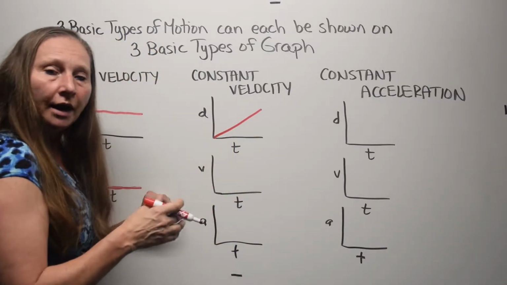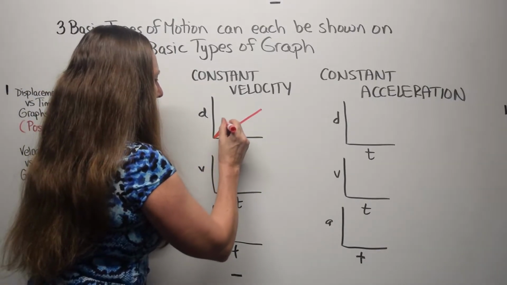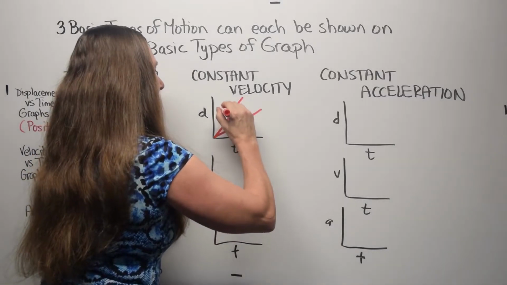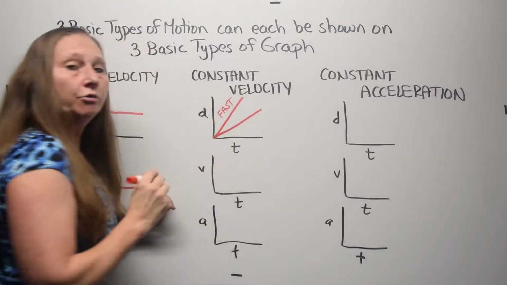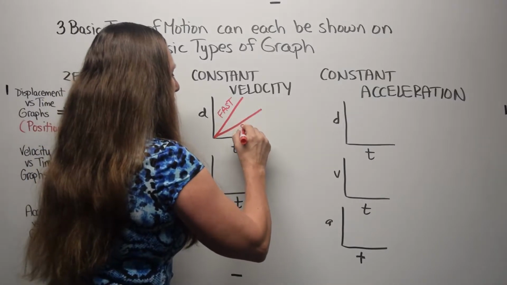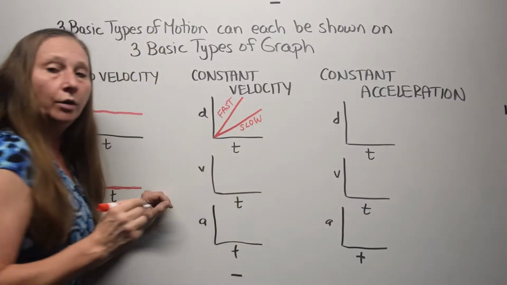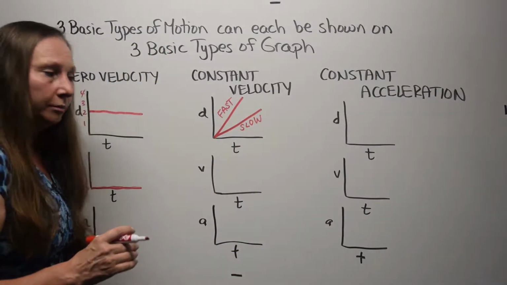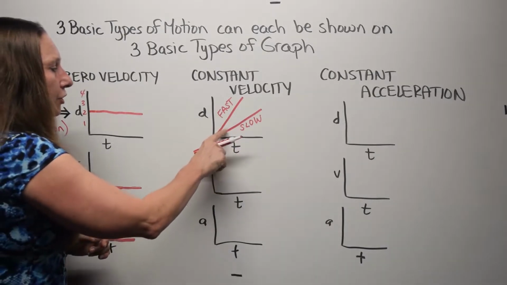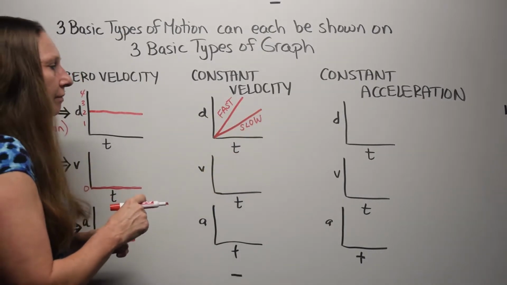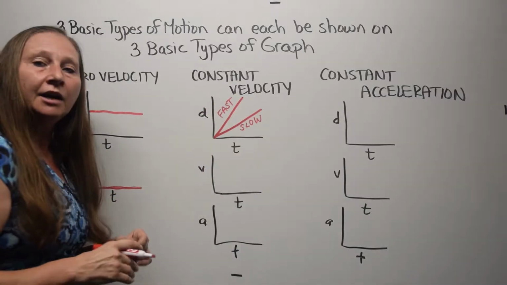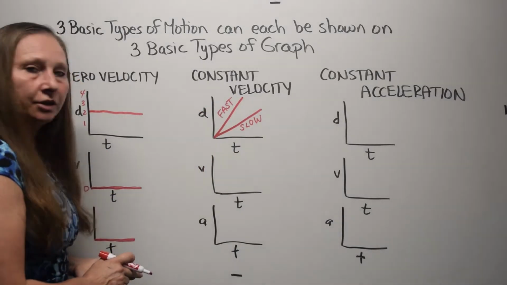What does constant velocity look like on a displacement time graph? On a displacement time graph, constant velocity would look like this. And I'll show you why in a few minutes. If you're going fast, it's going to be a greater slope. If you're going slow, it's going to be a smaller slope. But this person is moving at a constant velocity, and this person is moving at a faster constant velocity.